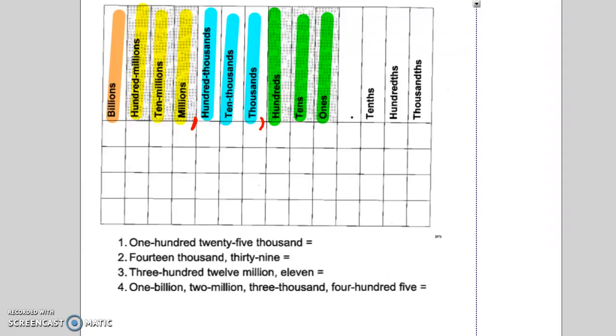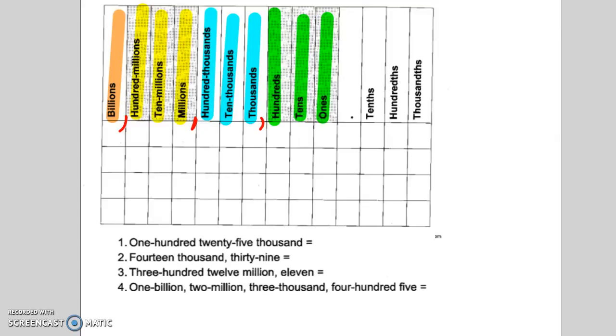Alright, we've got the millions period in yellow. We have millions. We have 10 millions. And then we've got 100 millions. And again, I'm going to separate it from the billions period with a red comma. So we've just marked all the place values that represent digits that are greater than 1.